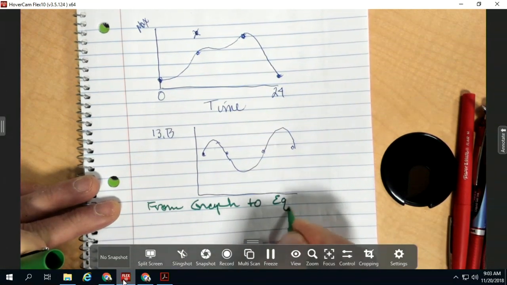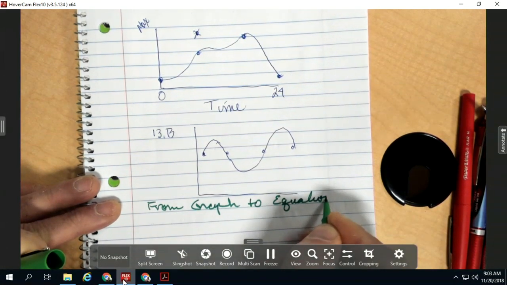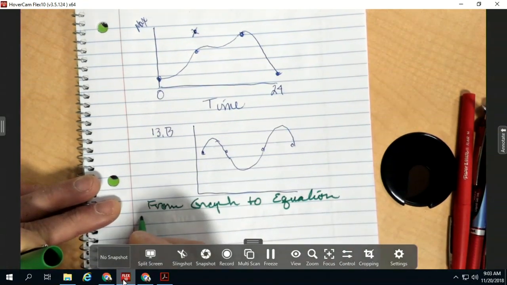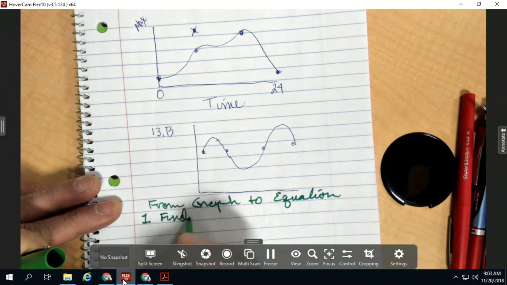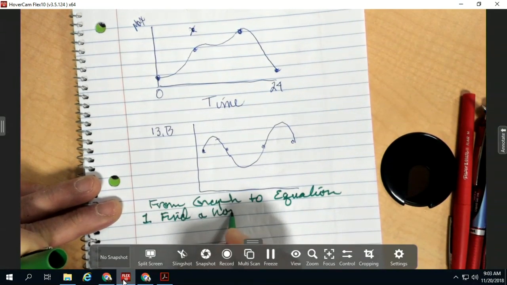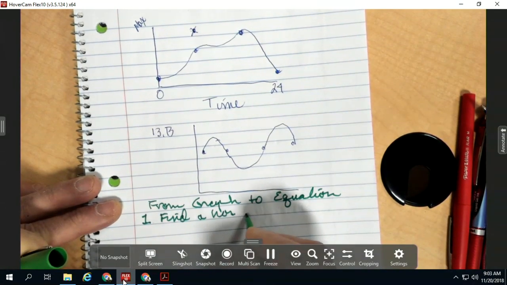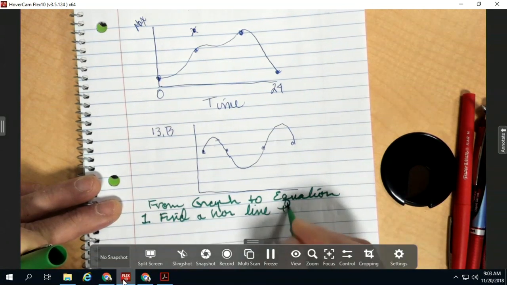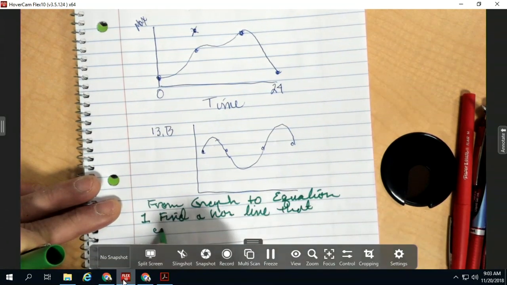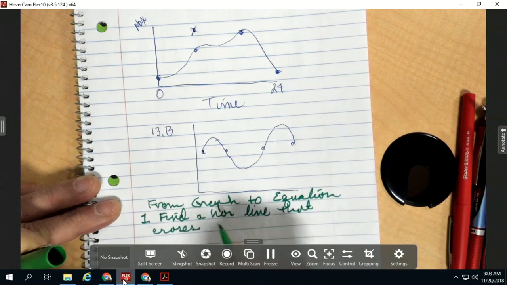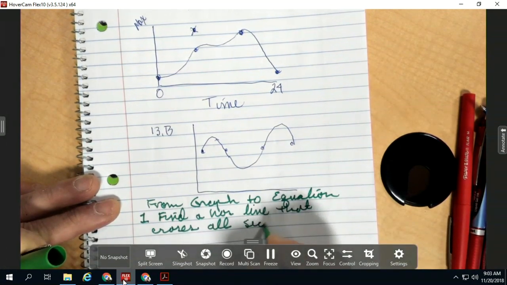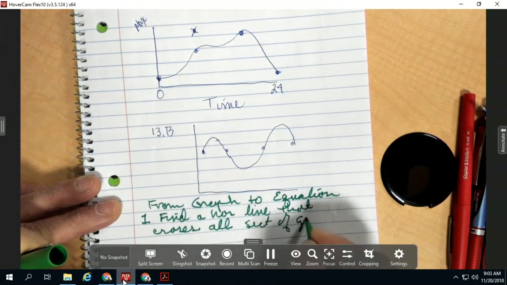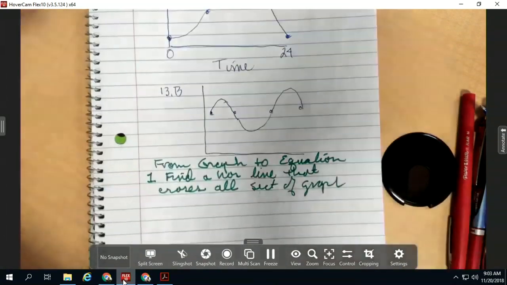Okay, so in our notes, we're going from graph to equation. Step 1, find a horizontal line that crosses all sections of the graph. Now, what do I mean by that?